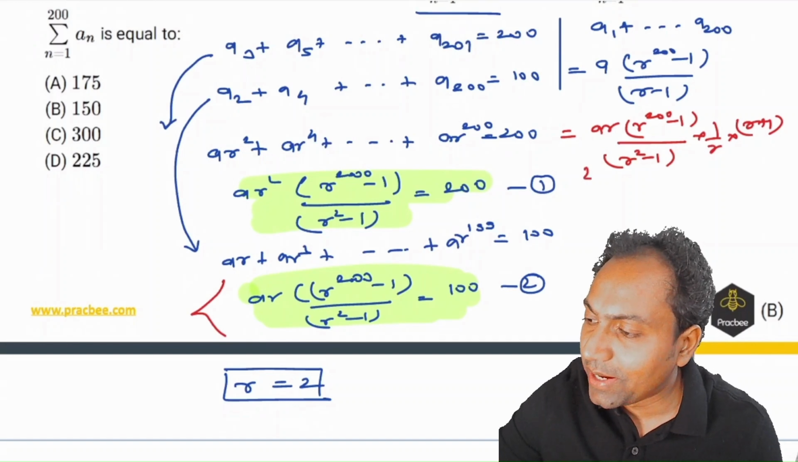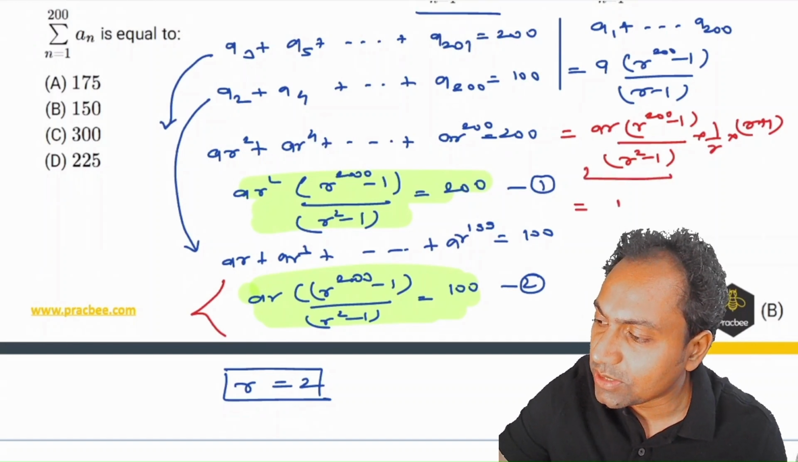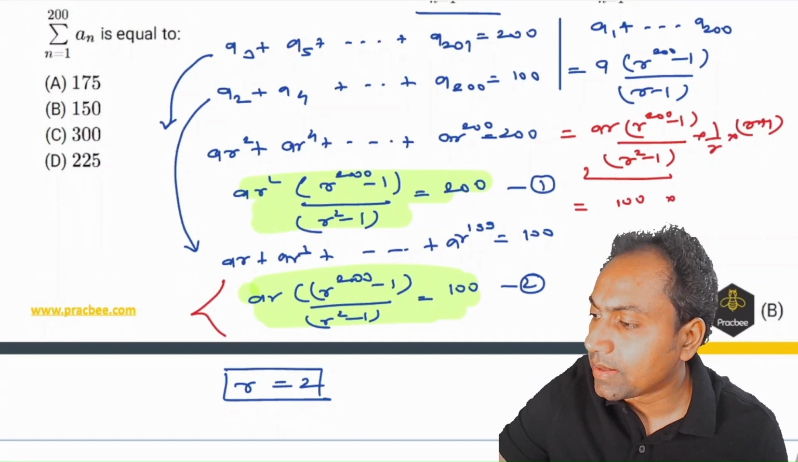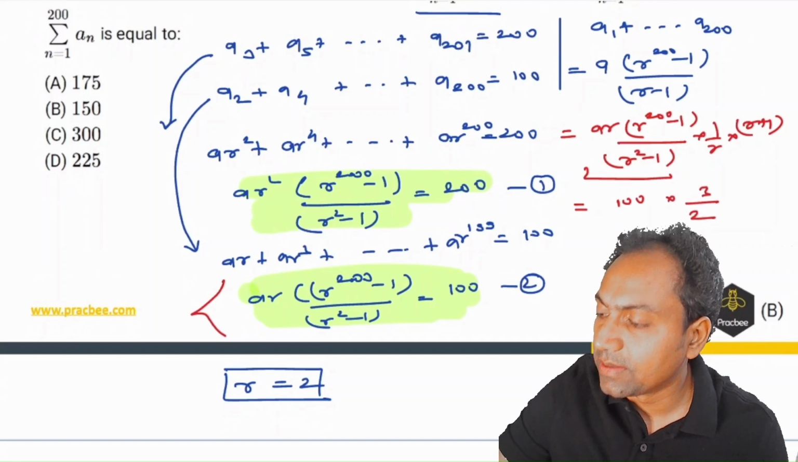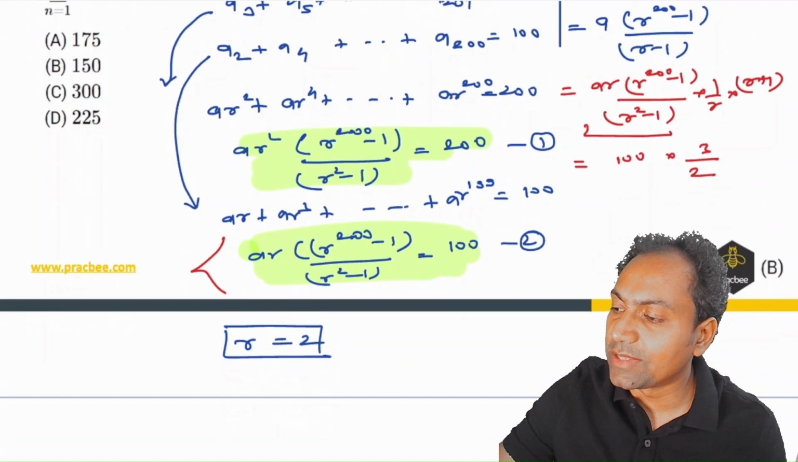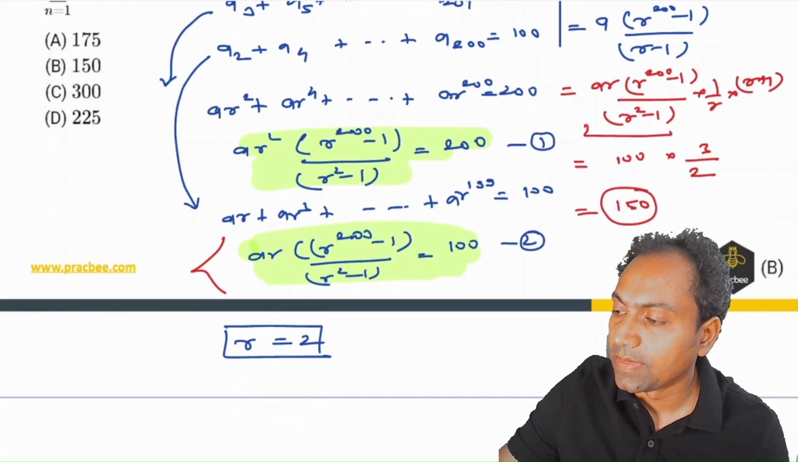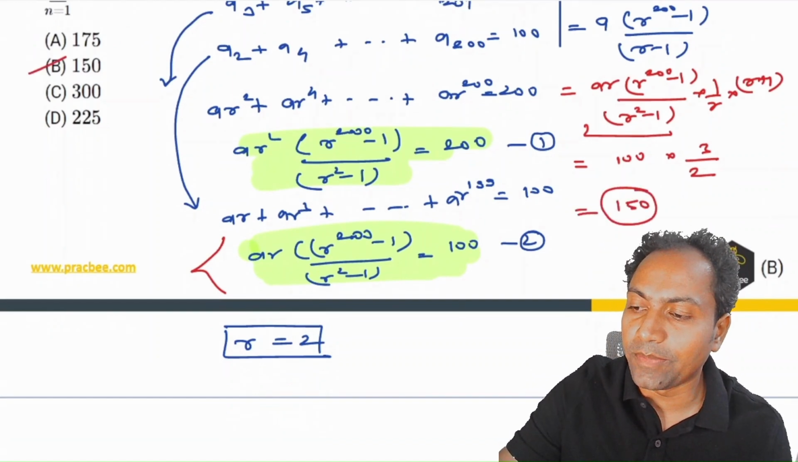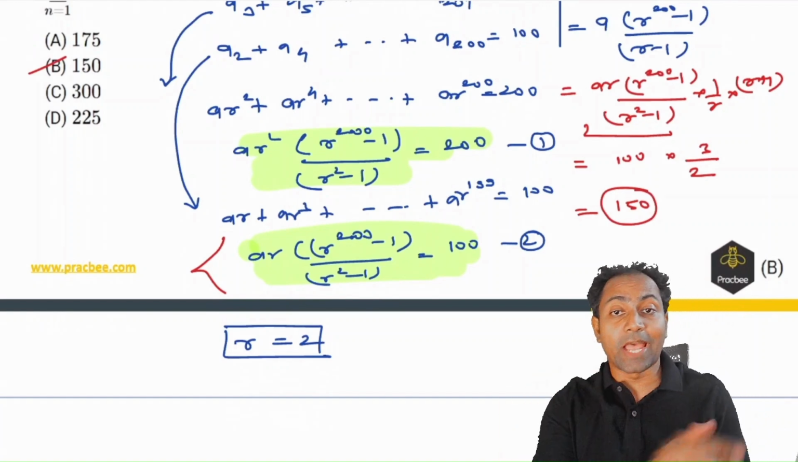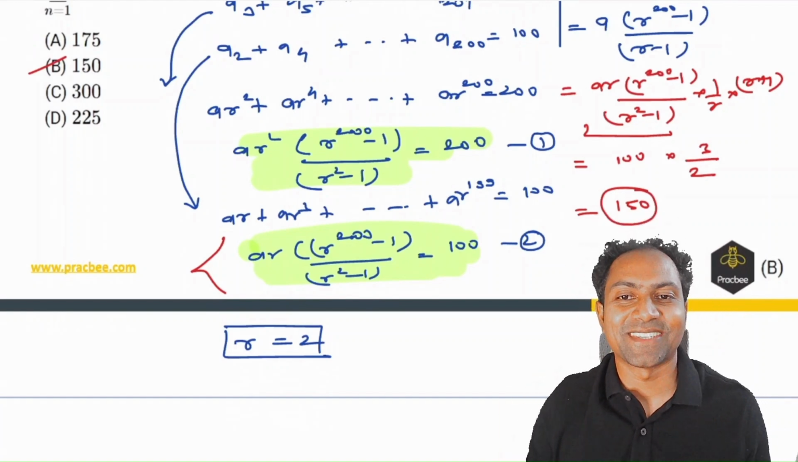And this part from equation 2, I know this is nothing but 100. And r being 2, this becomes 3 and then 2. If you simplify, this becomes nothing but 150. And by doing this smart calculation, you were able to reduce the amount of time required to solve this question and get the answer really fast.